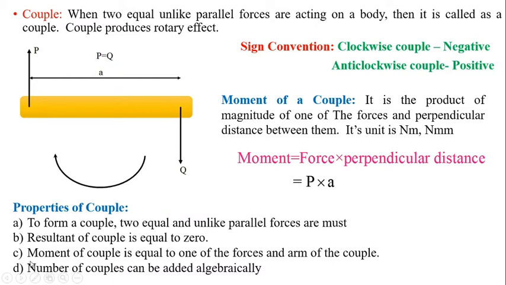Now the third property is regarding moment. Moment of a couple is equal to one of the forces times the arm of the couple. This distance is called the arm of the couple. And the last property is that a number of couples can be added algebraically. So you can add a number of couples algebraically. Here this is the moment of couple, and this couple is in clockwise direction. So these are the properties of couple.